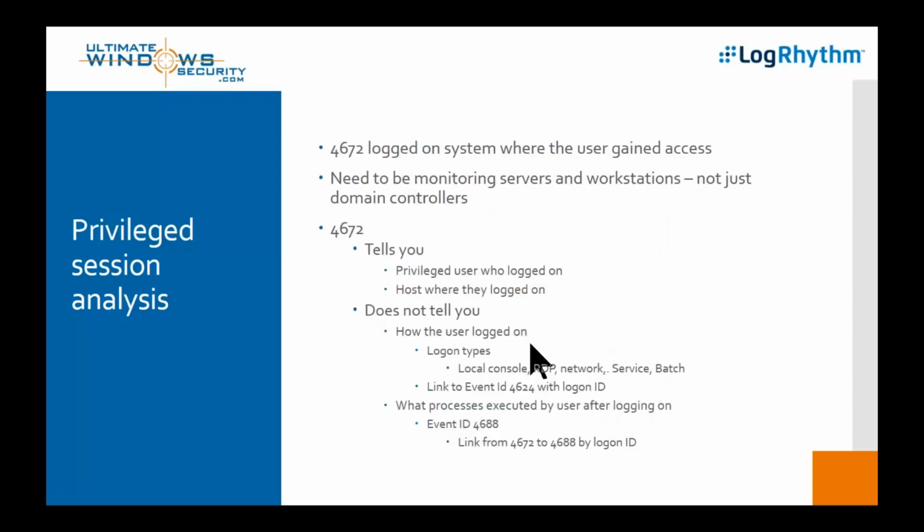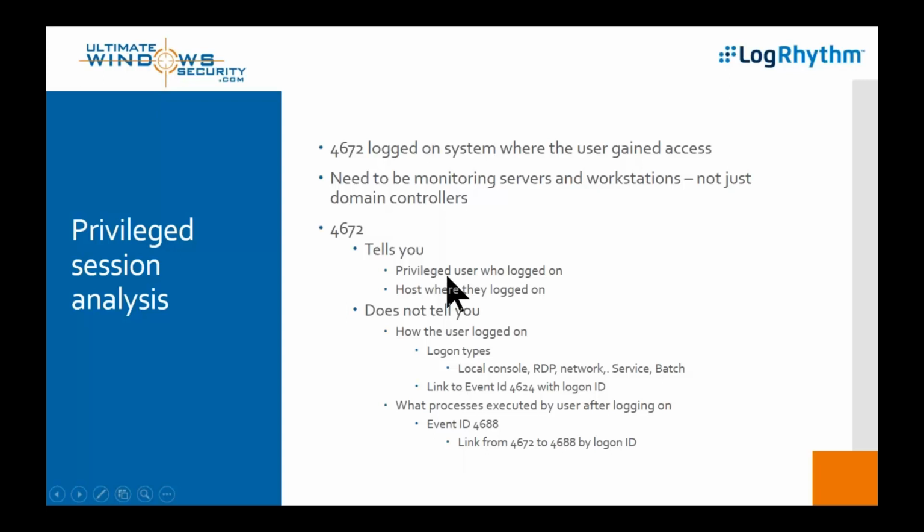Okay, so 4672 is our starting point. If we want to know how the user logged on, the logon type, then we link to 4624 with logon ID as the correlation point.